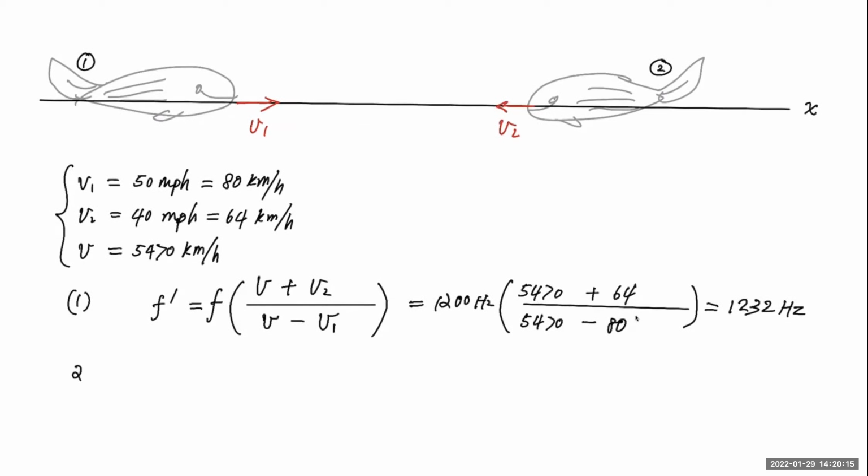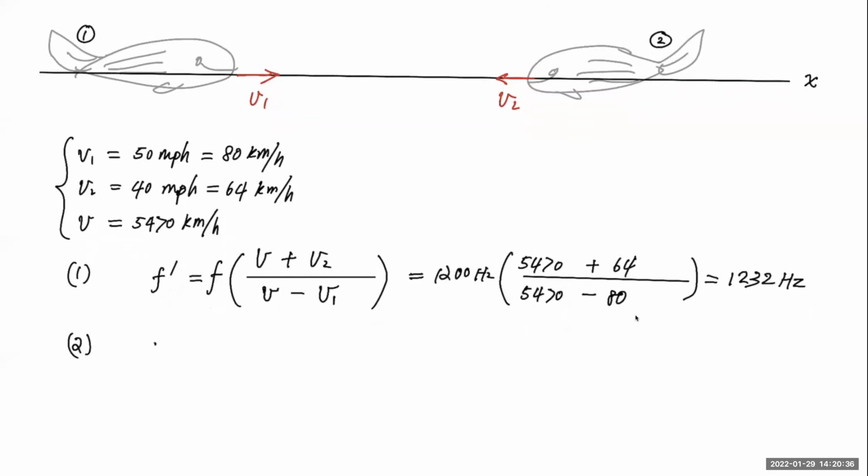Now, the second part of the problem: what is the frequency of the echo heard by the first wave that's bounced off the second wave? Well, we already know the second wave receives a frequency of 1,232 hertz, and that's f prime. But that is not the frequency f double prime that is heard by the first wave as it bounces off. So what is f double prime equal to?